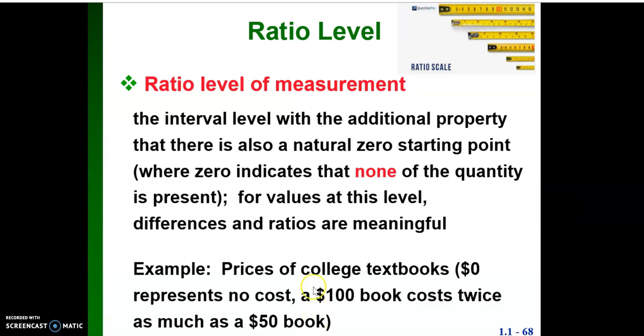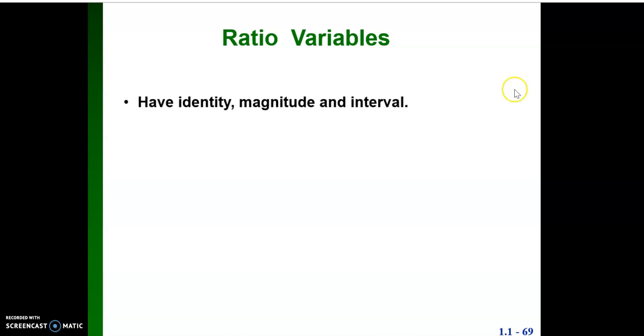For example, prices of textbooks. $0 means, of course, no cost. With $100, we can say $50 is half of $100, or $100 is 2 times $50. We can talk about the differences, ratios and the true zero. Everything applies for this particular example. This will go under the ratio level of measurement. Of course, it has identity, magnitude, and interval. Everything applies for the ratio level.